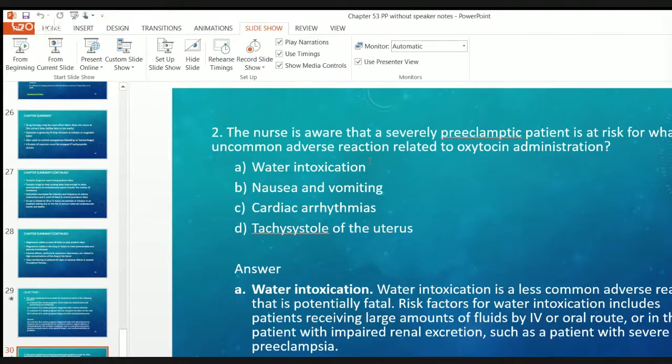And the risk factors for water intoxication, the key word here, is that this woman was preeclamptic. When we look at these patients, they're receiving large amounts of fluids, IV or oral, or they are patients with impaired renal excretion, such as a patient with severe preeclampsia.